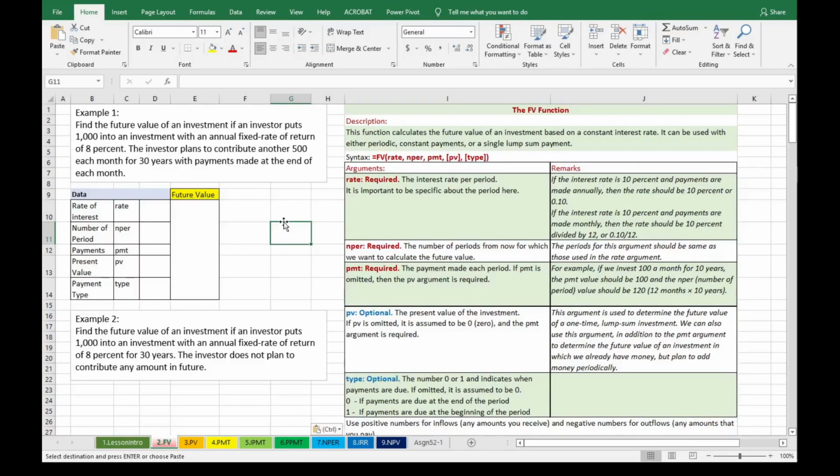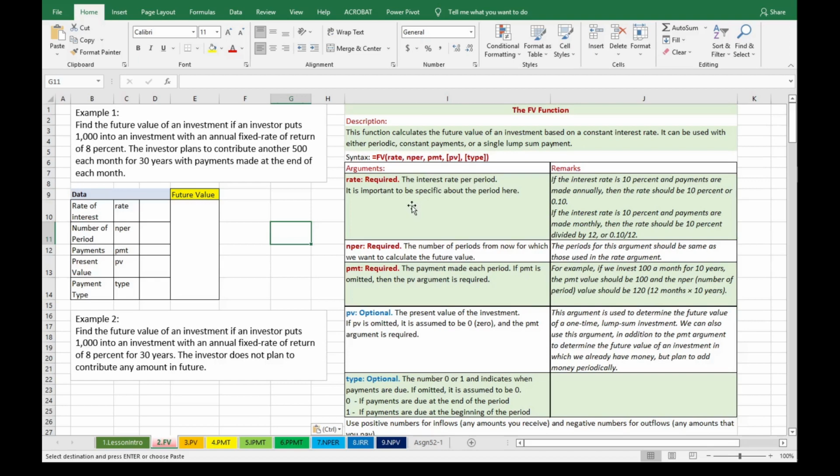Now let's look at the FV function, that is the future value function. The description of this function is: this function calculates the future value of an investment based on constant interest rate. It can be used with either periodic constant payments or a single lump sum payment. The syntax for this function is equal to FV, then rate, NPER, and PMT. 3 arguments are required, and other 2 arguments, PV and type, are optional.